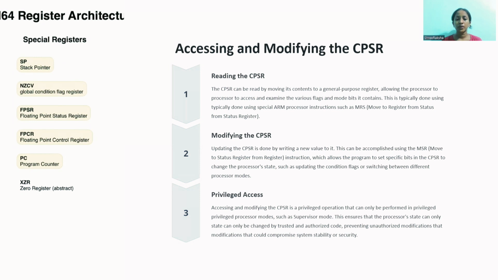Next one is about the privileged access. Accessing and modifying the CPSR are privileged operations that can be performed in privileged processor mode, such as supervisor mode. This ensures that the processor state can only be changed by trusted, authorized code, preventing unauthorized modifications that could cause any effect or instability.